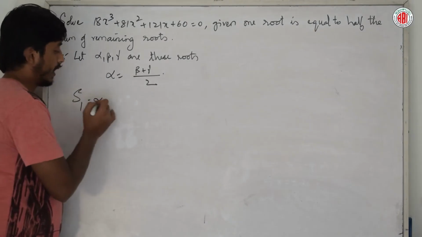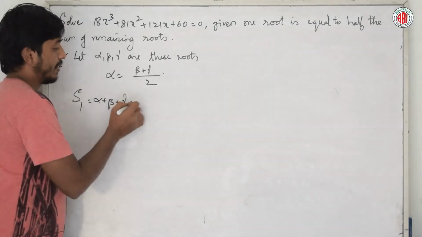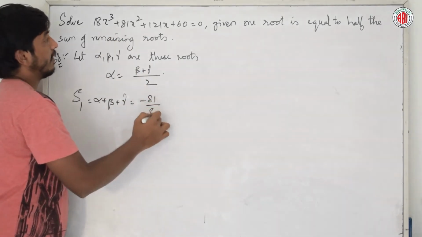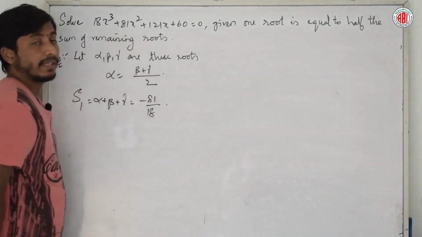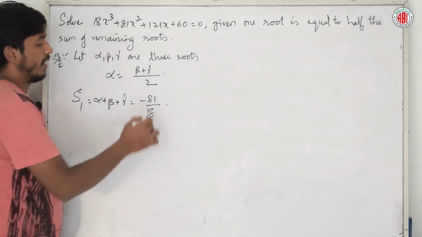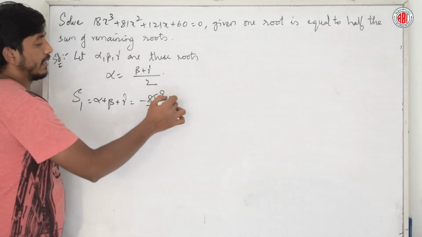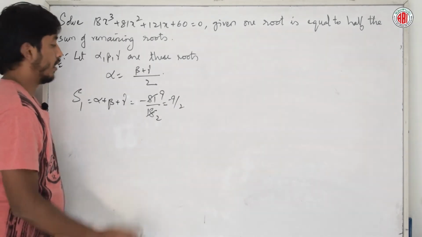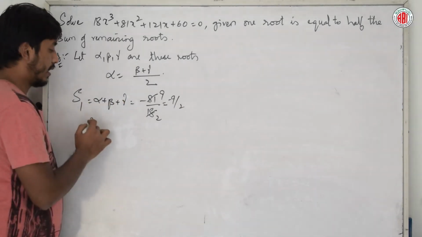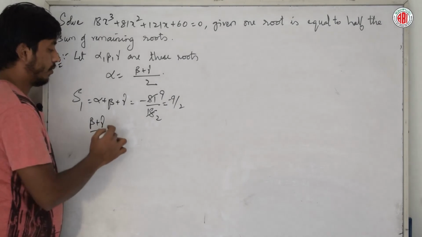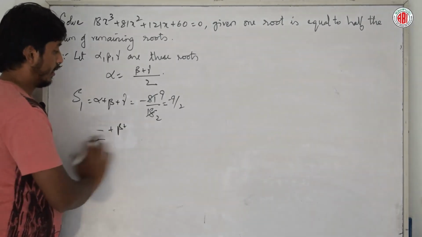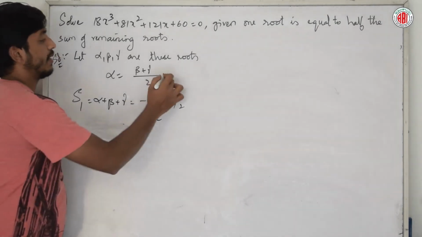So what if I take the sum of the roots now? S1, alpha plus beta plus gamma, is equal to, what is the sum of roots here? Minus 81 by 18, isn't it? Can I cancel? Fine. Now what is alpha here? Beta plus gamma by 2 plus, or else let me write it here. What is beta plus gamma?